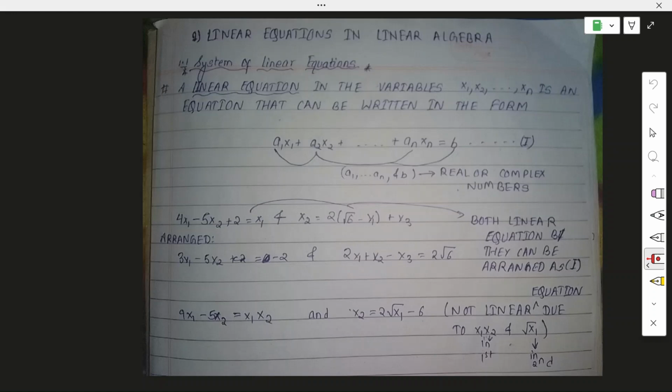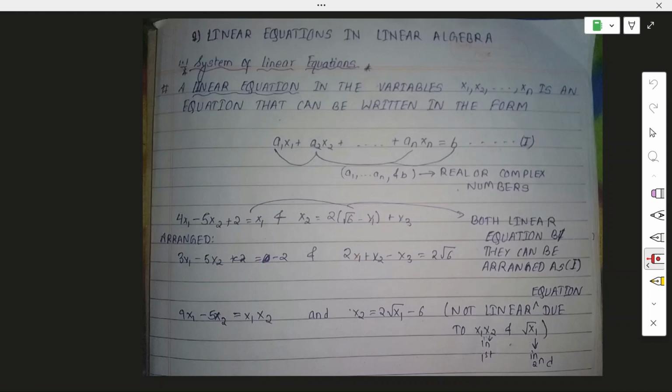So let's look at this first set. Are they linear equations? For the first, there is x1, then 3x1 minus 5x2 plus 2, which goes to the other side as minus 2. Does it look like the definition? The answer is yes. a1 looks like 3 with x1, a2 looks like minus 5 with x2, and there is b, which is minus 2.